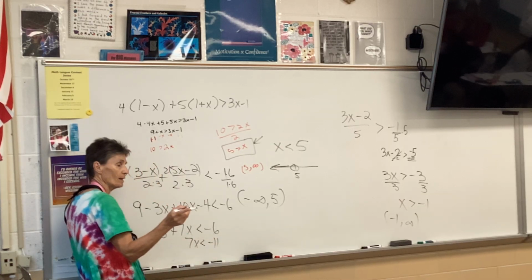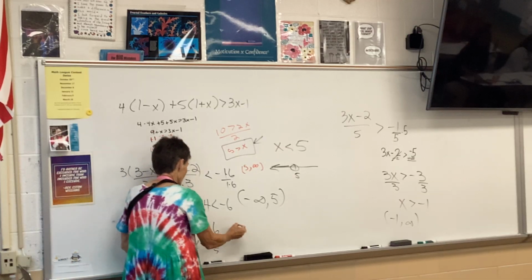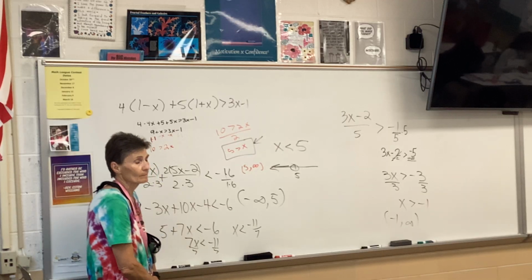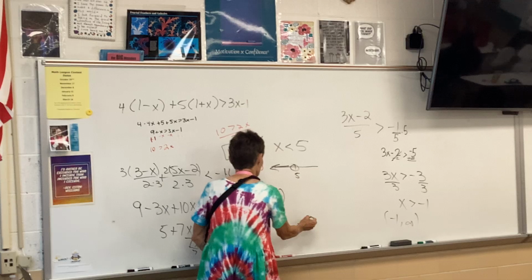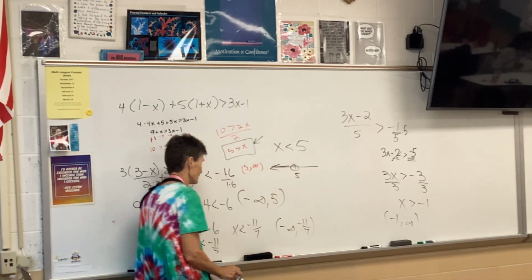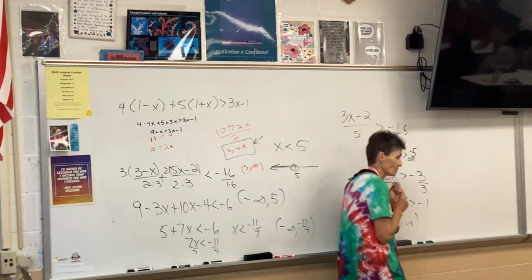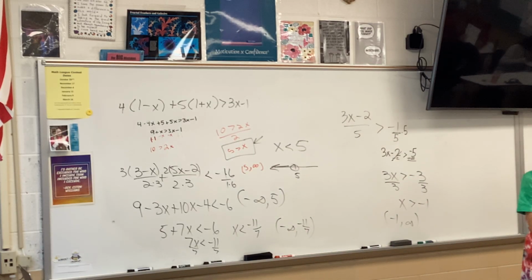This is another one. Don't switch the sign. Divide by 7. So x is less than negative 11 sevenths. Interval wise, negative infinity, negative 11 sevenths. There's your answer. I know I did that really fast. Go ahead and copy that answer if you didn't get to it. And then go back and see if you can get it.